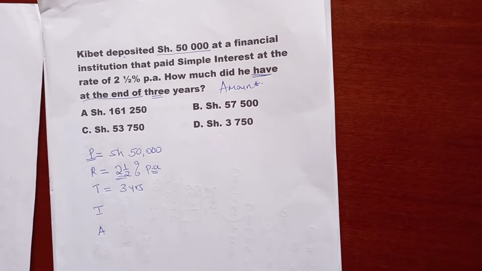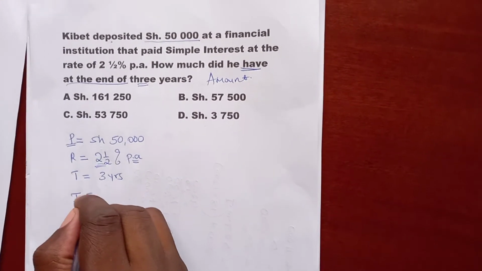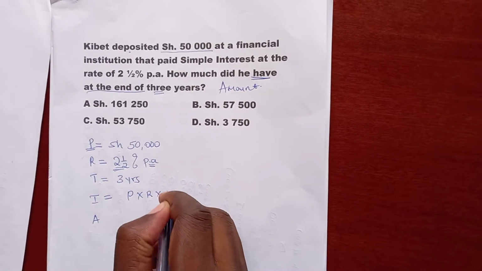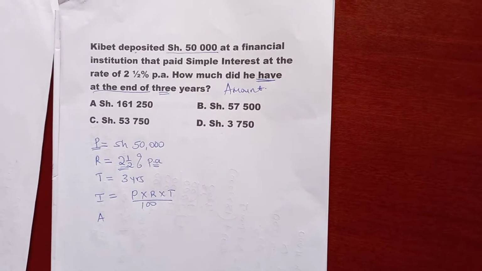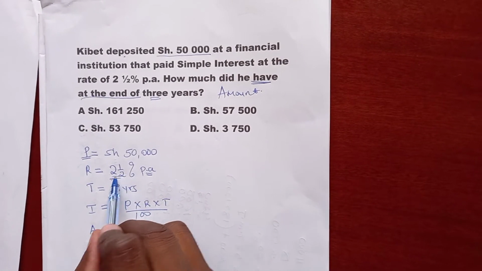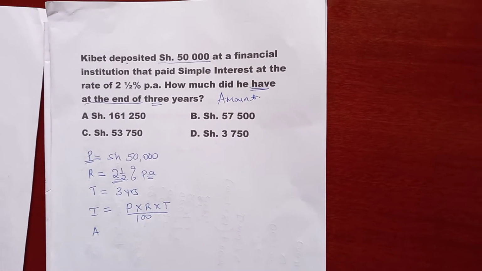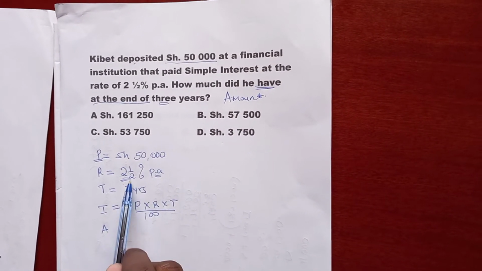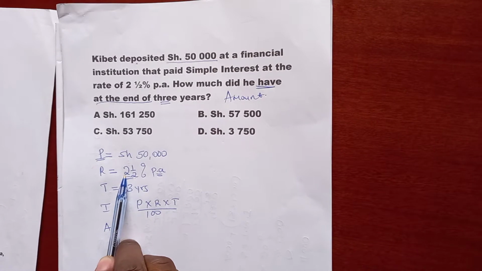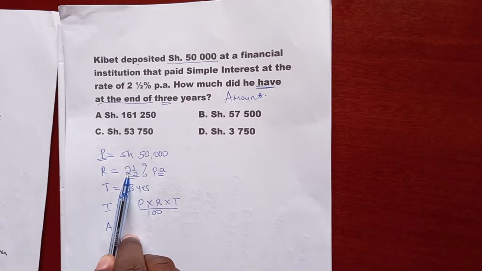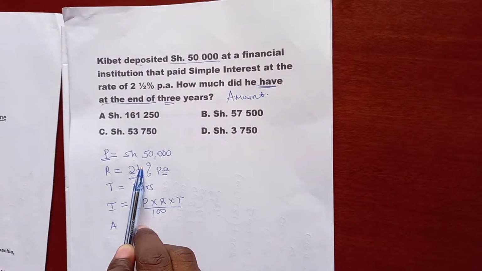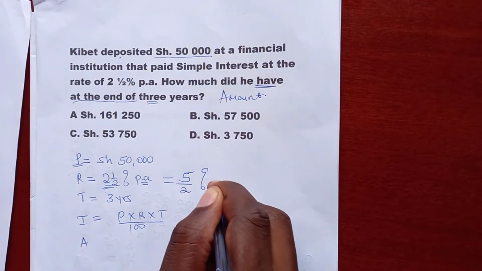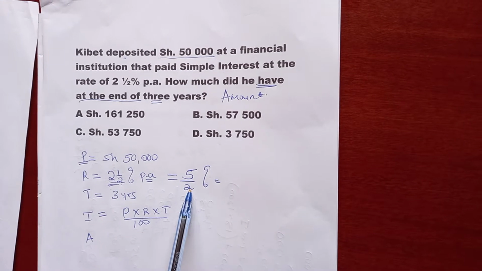So the first thing to get is interest. Interest equals principal times rate times time over 100. In our case, our rate is given as a mixed fraction. We are going to change the mixed fraction into an improper fraction. We multiply the denominator by the whole number, 2 times 2, we get 4. We add the numerator, we get 5. So it will be 5 over 2%. Again, we want to write this one as a fraction.